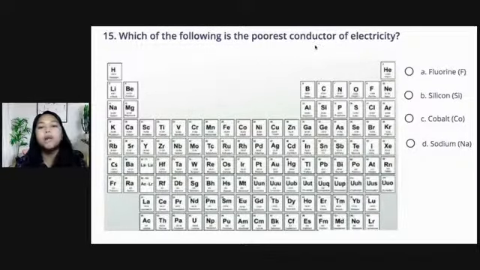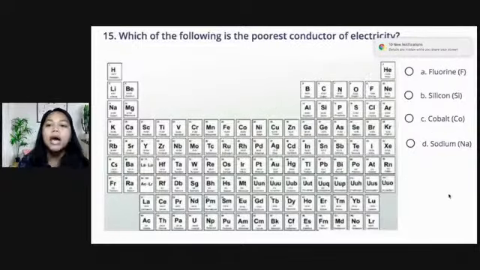Now remember, the good conductors of electricity, yung good conductors mo are metals. Okay, because conductivity is one characteristic of your metals. And so, ang hinahanap natin dito would be a non-metal. Okay, so dapat yung choice nyo ay non-metal, okay, going towards the right side of your periodic table. And so the correct choice here is letter A, fluorine.